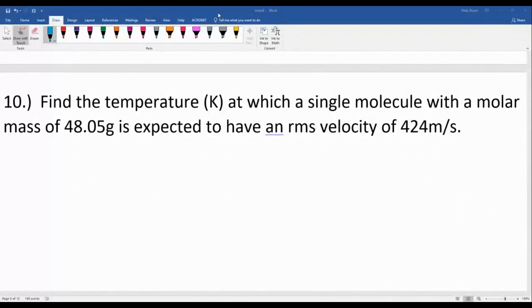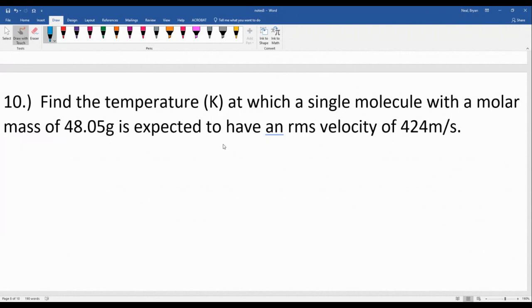All right, so last one in the group. We want to find the temperature at which a single molecule is expected to have a certain velocity. So RMS stands for root mean squared. It's just kind of a fancy way of taking an average.